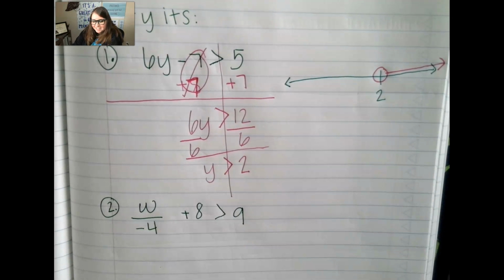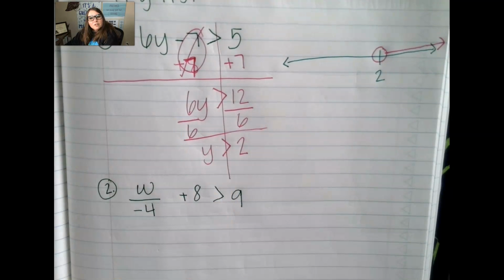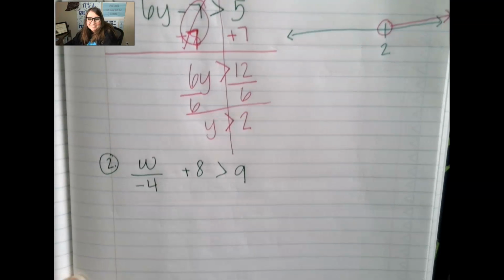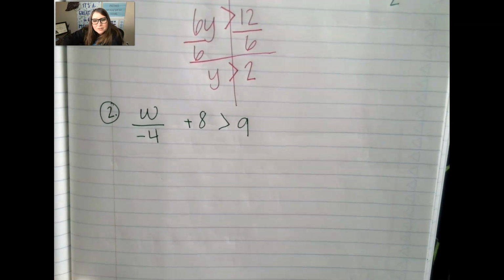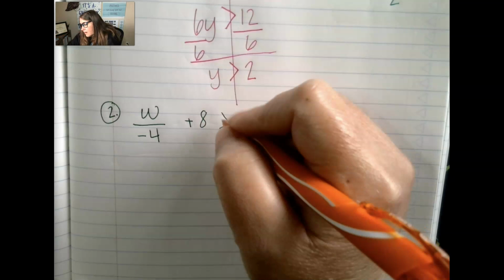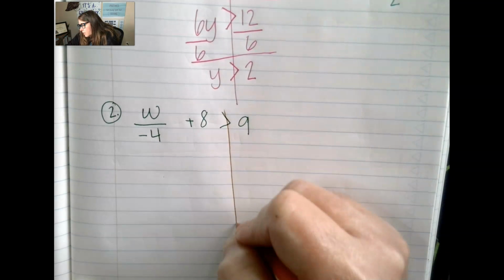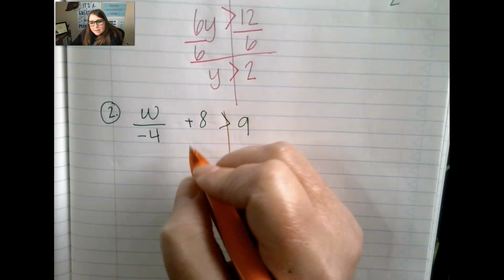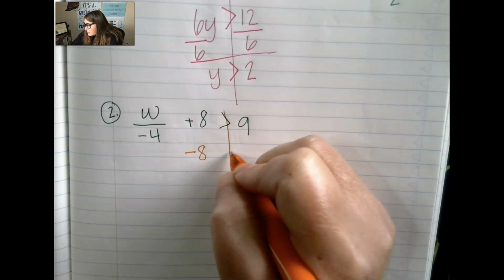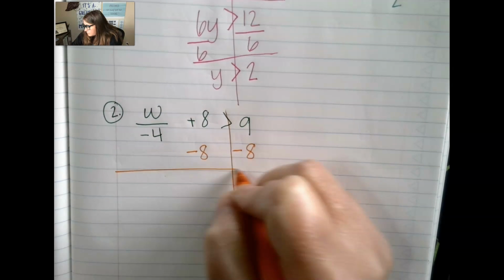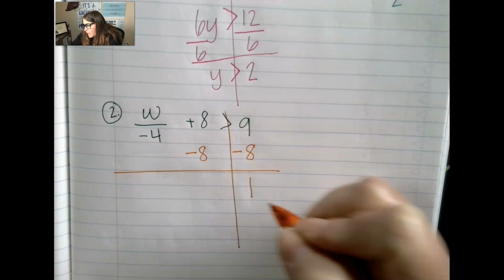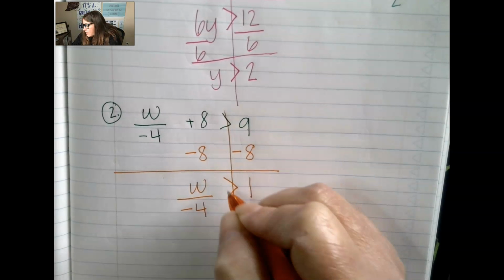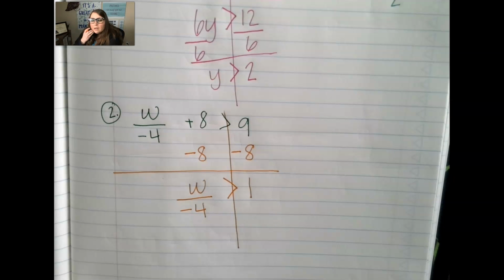All right, number 2. Let's look at number 2. How did you do on the first one? Hopefully you did better than I did. Remember, if you have questions, mark the areas that you have questions on so that when you come back to the Google Meet, you can ask me for help. Okay, right now it's adding 8. We're going to subtract 8 and subtract 8. 9 minus 8 is 1. So we have w divided by -4 is greater than 1.